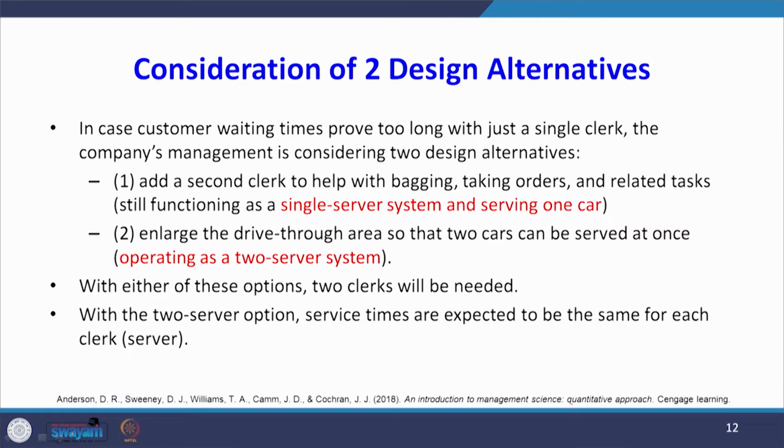Consideration of another two design alternatives. In case customer waiting time proves too long with just a single clerk, the company's management is considering two design alternatives. The first one is to add a second clerk to help with the bagging, taking orders and related tasks, still functioning as a single server system serving one car. Another alternative is to enlarge the drive-through area so that two cars can be served at a time, that is, operating as a two server system. With either of these options, two clerks will be needed. With the two server option, service times are expected to be the same for each clerk as for the single server.